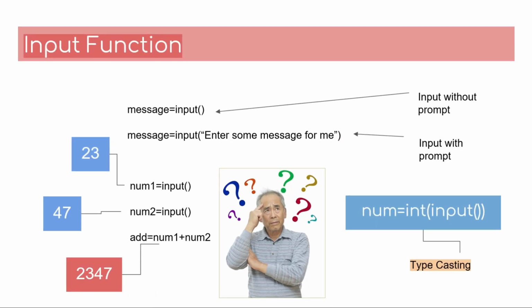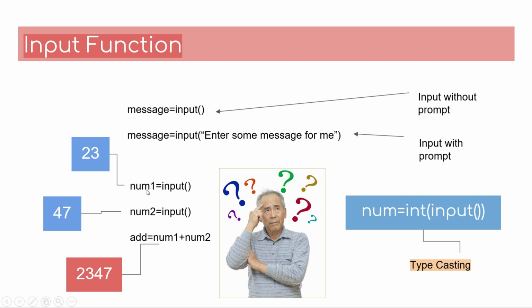So whenever you say message = input, there are two types of prompt available. If you do not want to prompt the user, you can leave the input function with parentheses alone, and if you type, let us say, enter some message for me, it will be displayed as a prompt. But by default the input function takes input as a string. So let us check this expression.